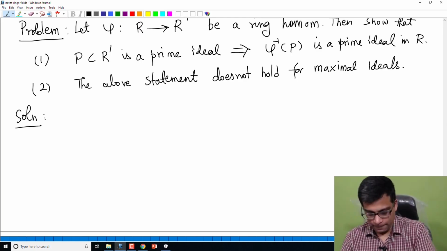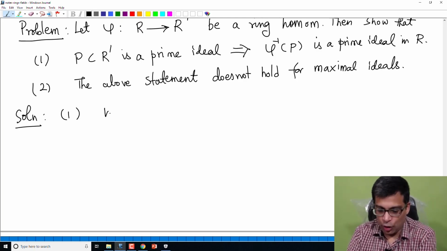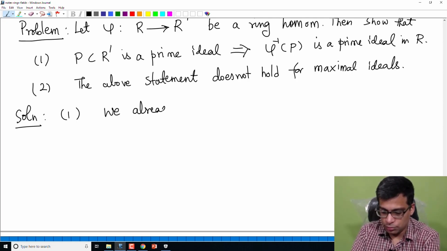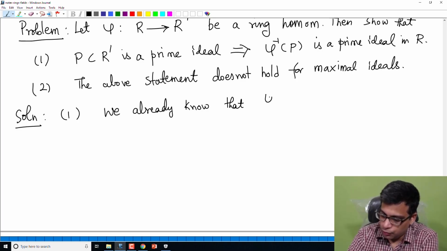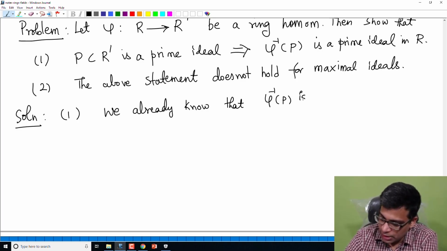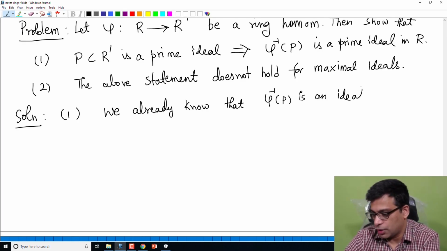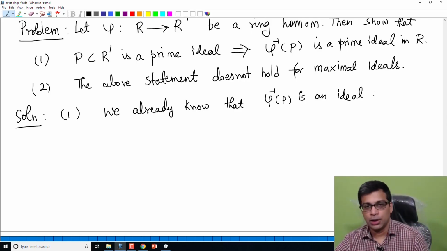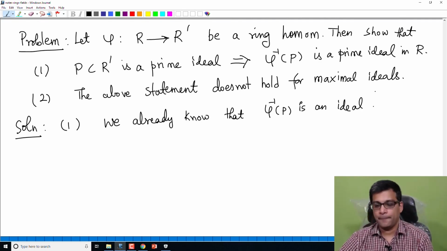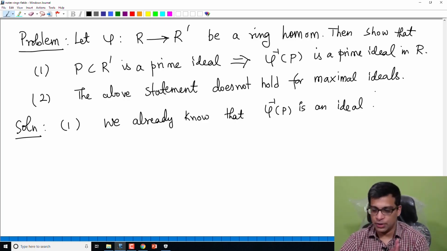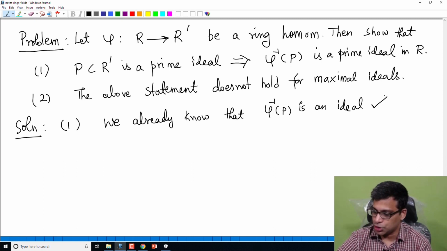So let's do this. First part, we already know that phi inverse P is an ideal. See, in order to prove that phi inverse P is a prime ideal, we first need to show that it's an ideal. But that we have shown before. Inverse image of an ideal under a ring homomorphism is an ideal. This is easy to check.